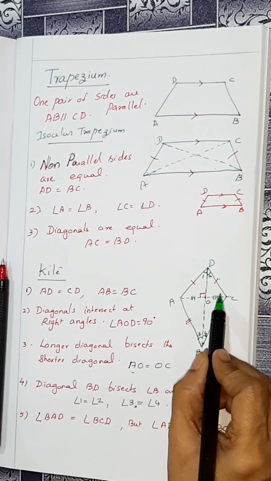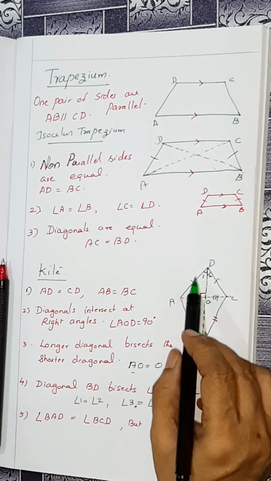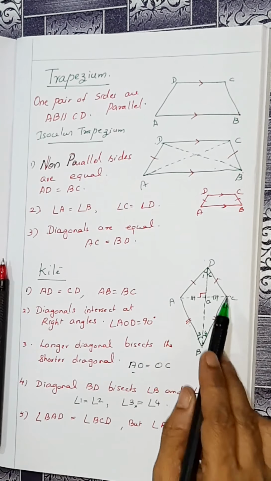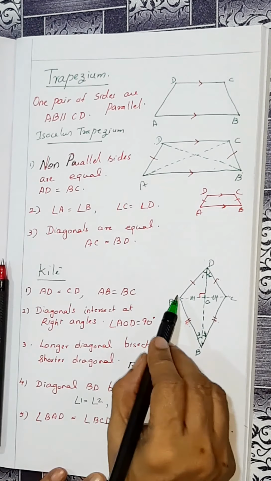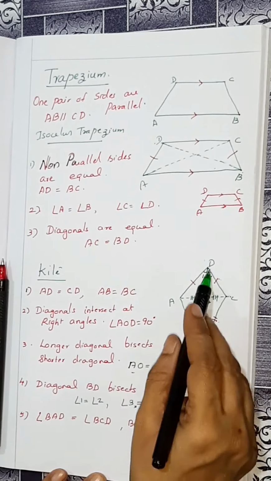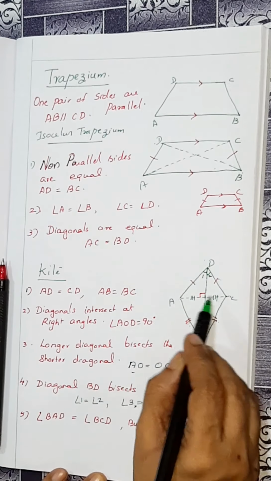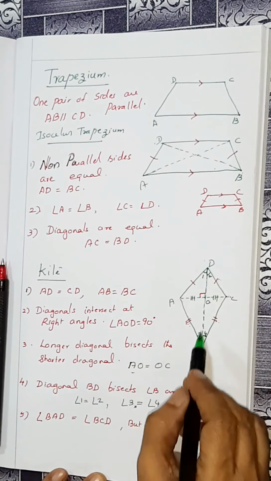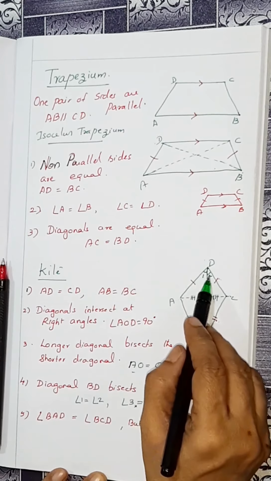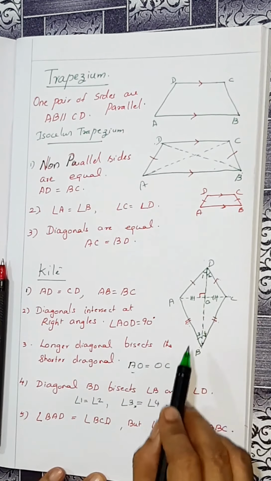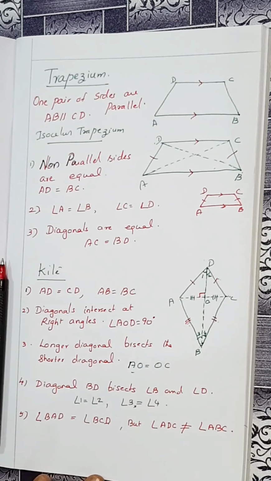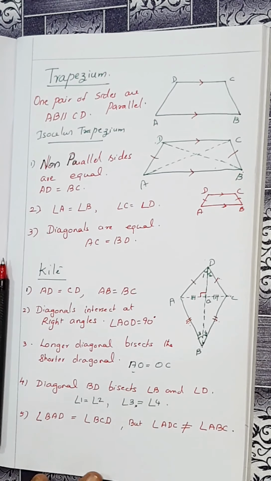Here we got these two are equal, but ADC is not equal to ABC. So that is very important. You should not get confused with these angles. These two angles are equal, but these two angles are not equal, but the diagonal will bisect the angle. So 1 equal to 2 and 3 equal to 4. Hope you are clear with all the properties. So please learn these properties thoroughly.